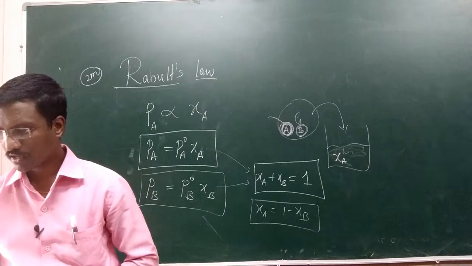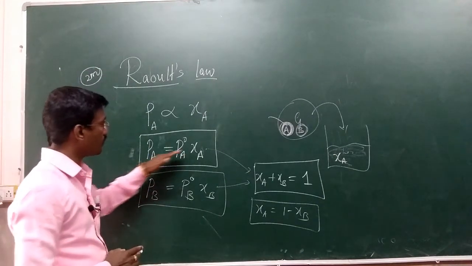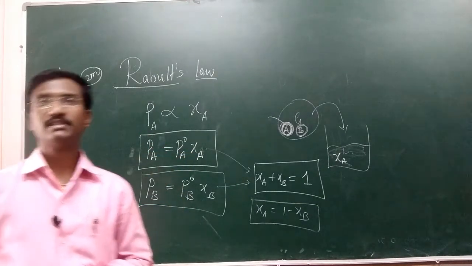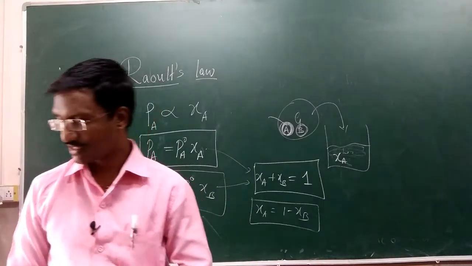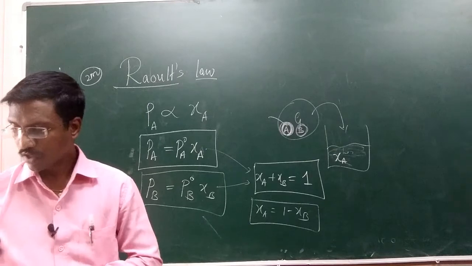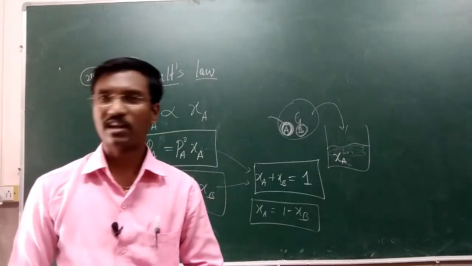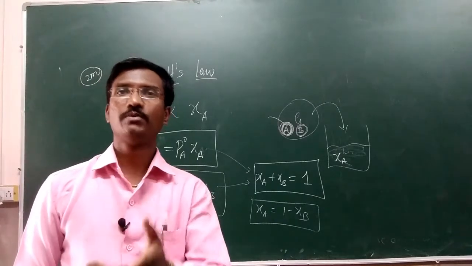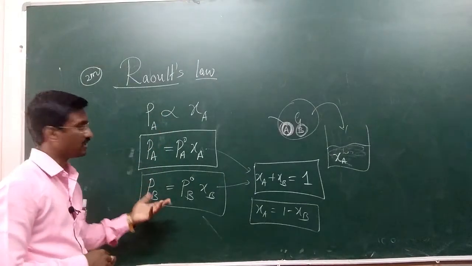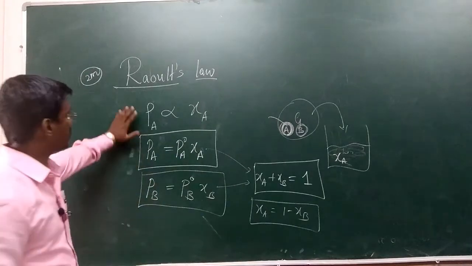And there is one graph. What does it mean? As the mole fraction of component A increases, the partial pressure PA increases and PB decreases, compared to the pure compounds, based on XA and XB. Let us go through that graph. It is very simple, and by observing it you will be able to understand. That's why I am not explaining or writing it; it's not important for the examination.